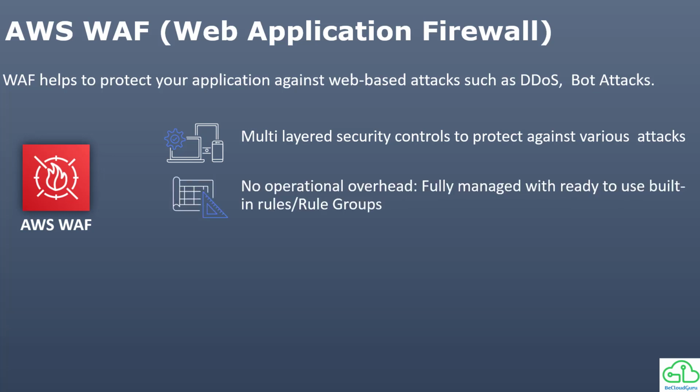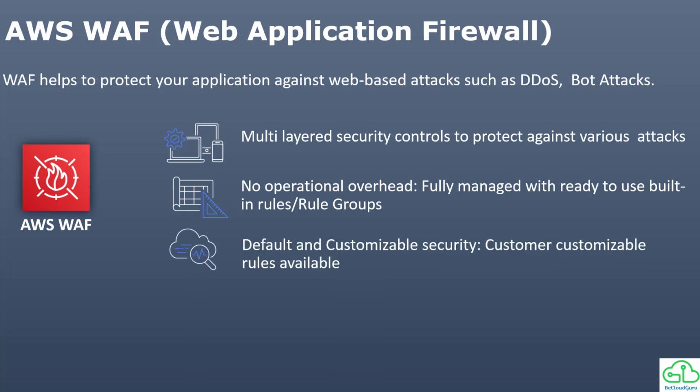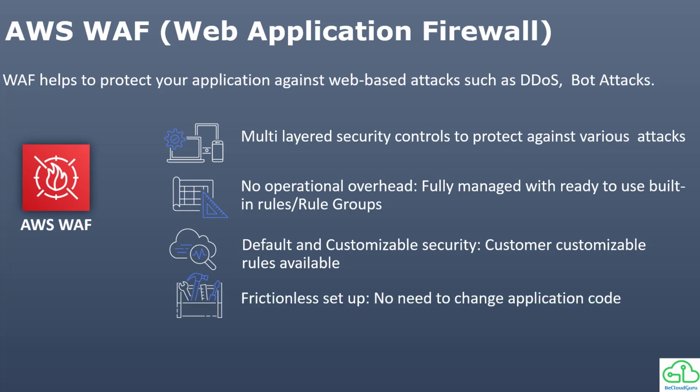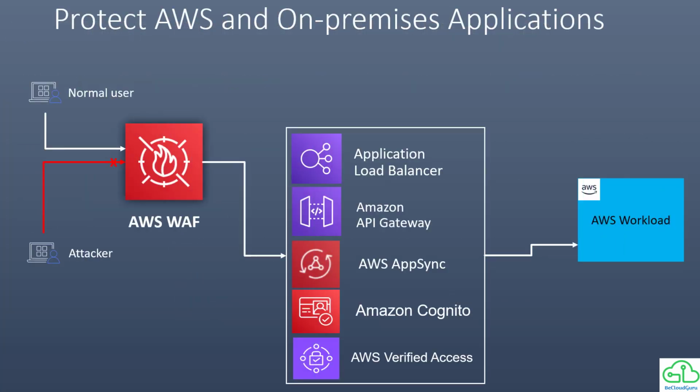It does not have any operational overhead. It is a fully managed service which is ready to use with the help of built-in rule groups which are AWS or third-party managed. You can have these default security controls, as well as customized security, where the customer can customize the available rules. They can create their own rules and rule groups. There is no need to change your application code for your WAF to work along with your web application services.